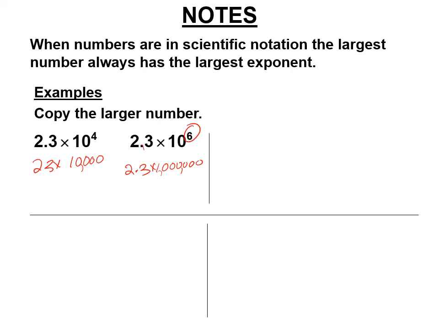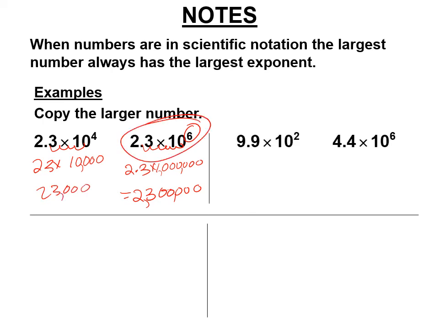Now you could sit there and move the decimal point 6 times and get 5 zeros. 3, 4, 5. And you'd realize that 2.3 times 1,000,000 is 2,300,000. And this one you'd move 4 times, and you have 3 zeros. And that's only 23,000. This is the way bigger number. Okay, let's see if we understood.